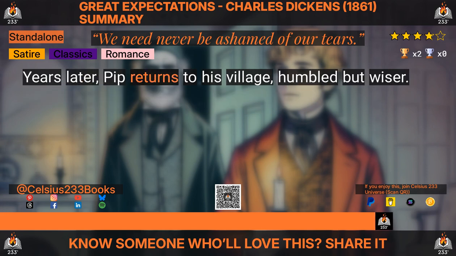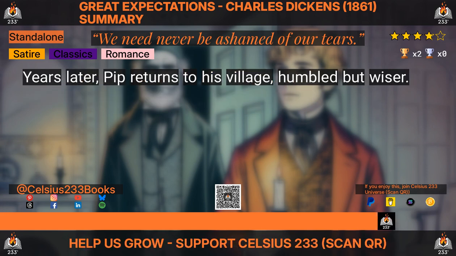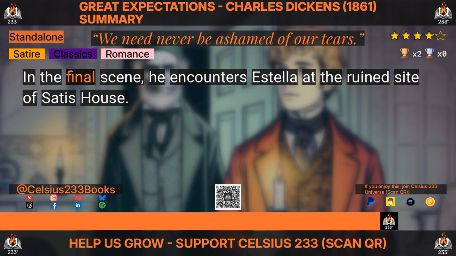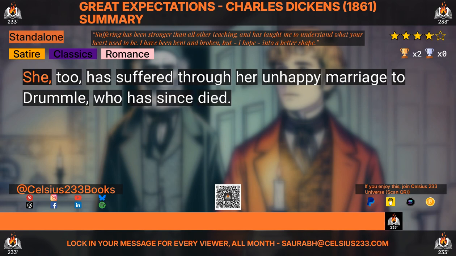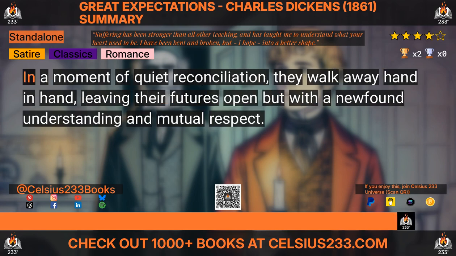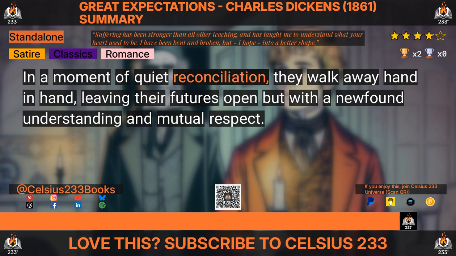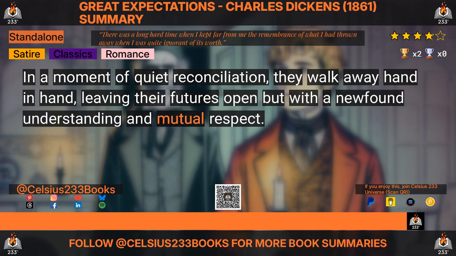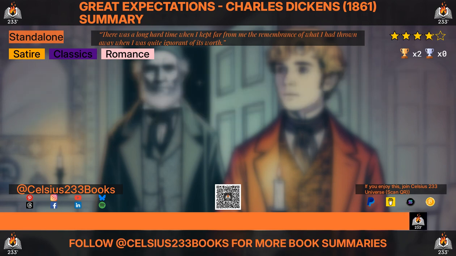Years later, Pip returns to his village, humbled but wiser. In the final scene, he encounters Estella at the ruined site of Satis House. She, too, has suffered through her unhappy marriage to Drummle, who has since died. Estella has changed, her pride and coldness have softened, and she now understands the pain she caused Pip. In a moment of quiet reconciliation, they walk away hand in hand, leaving their futures open, but with a newfound understanding and mutual respect.